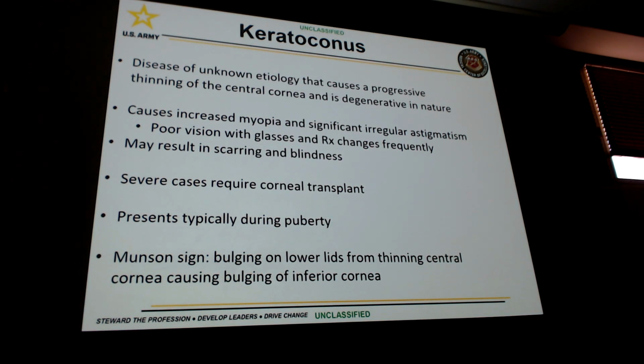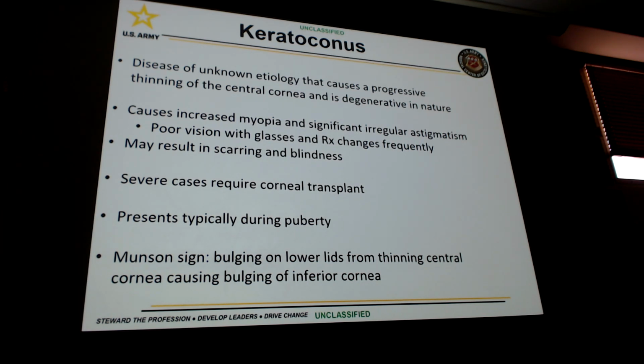Okay, let's talk about keratoconus here. A disease of unknown etiology that causes a progressive thinning of the central cornea and is degenerative in nature. Okay? I only read things when they're important. Otherwise, I try not to read verbatim off the slides. Keratoconus, essentially, kera again is the corneal prefix, and conus just like a cone shape. So we've got essentially a cone-shaped cornea. That's not what it's supposed to look like. It's supposed to be perfectly spherical. If it protrudes out into a cone, that's not a good thing.